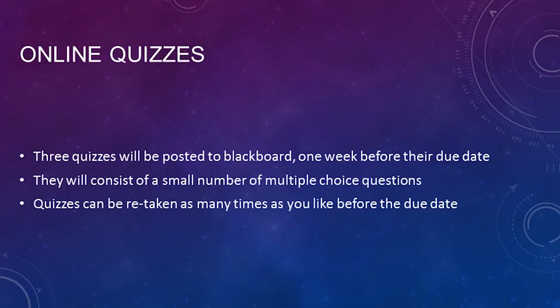Right. Then there'll be 3 online quizzes. These will be posted on Blackboard. They'll consist of a small number, like 10 or 15, multiple choice questions. And the quizzes can be retaken as many times as you like before the due date. So I'll post these 1 week before the due date. You'll complete them on Blackboard. You can do them as many times as you want. You see your score after you've done them.